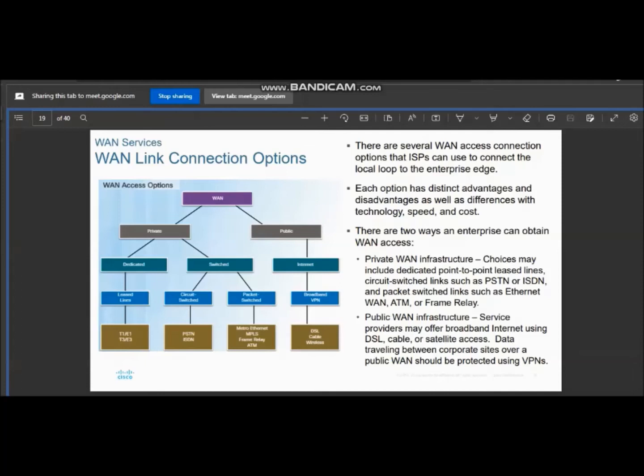There are two ways an enterprise can obtain WAN access. First is the private WAN infrastructure. Choices may include dedicated point-to-point leased lines, circuit-switched links such as PSTN or ISDN, and packet-switched links such as Ethernet WAN, ATM, or frame relay. Second is the public WAN infrastructure. Service providers may offer broadband internet using DSL, cable, or satellite access. Data traveling between corporate sites over a public WAN should be protected using VPNs.